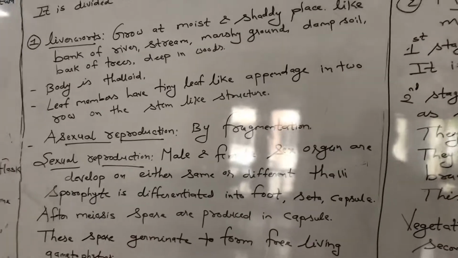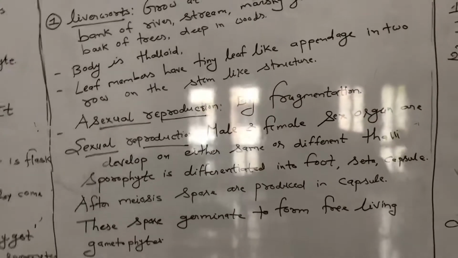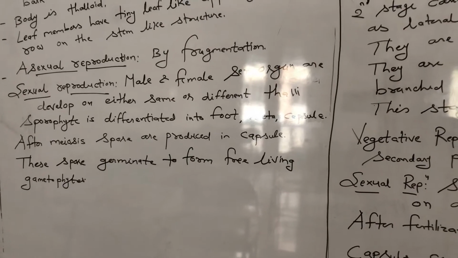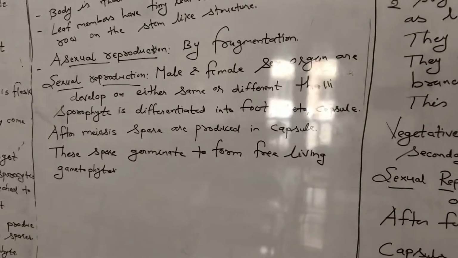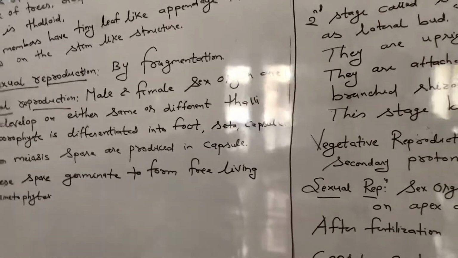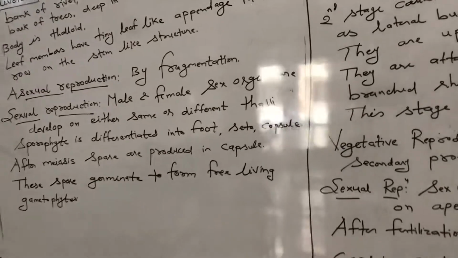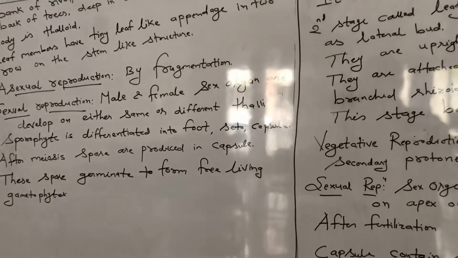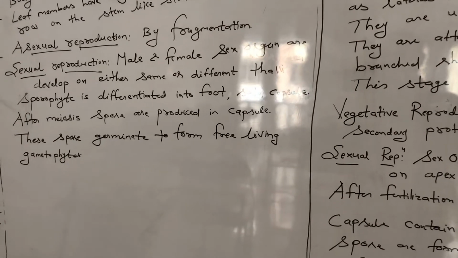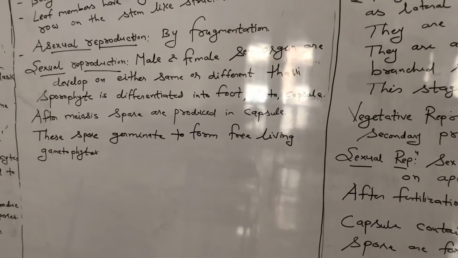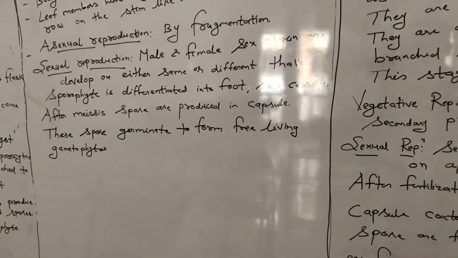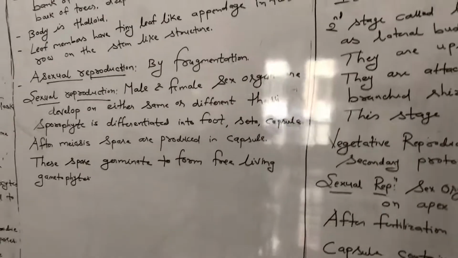Okay. Then asexual reproduction takes place by fragmentation, and in sexual reproduction the male and female sex organs are developed on either the same or different thalli, that is thallus, right? Whatever the body of the plant is, on the same liverwort or another liverwort, the sex organs are going to be developed. After meiosis, spores are produced inside the capsule, and this spore germinates to form a free living gametophyte. So this is all about liverworts.